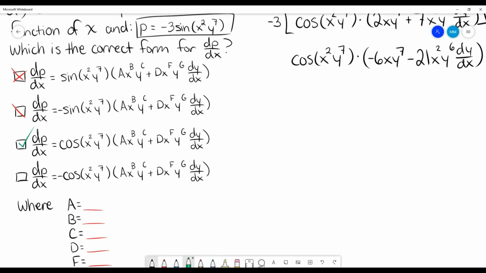So we're going to go ahead and mark it as that one there, where our a is going to be that negative 6. Our b is x to the power of b. Well, it's a power of 1 right there. We just don't really write that. Then our c is this power here. D is negative 21. X to the power of f is 2. And y to the power of g is 6.